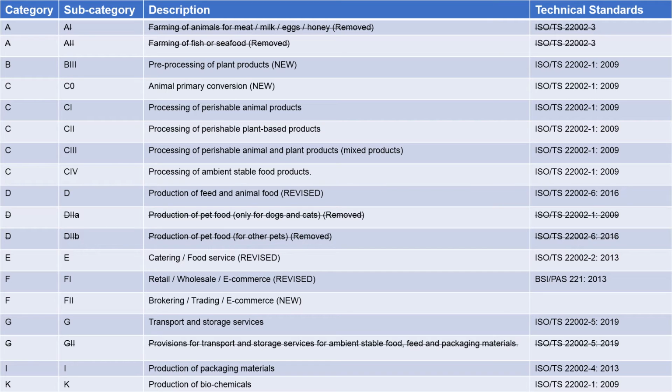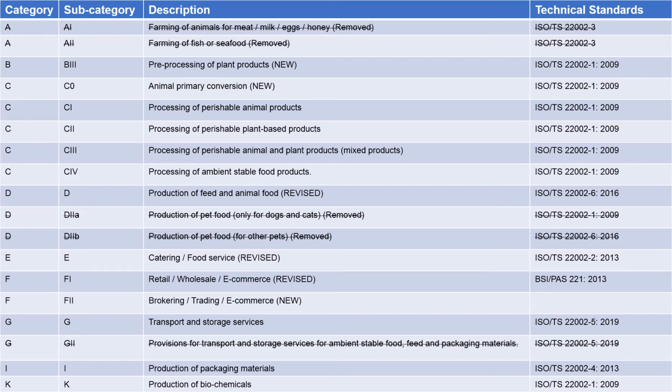And now they can be certified for FSSC 22000 under subcategory F2, and it is the only subcategory that does not require any technical specification. So you can implement it by using the management system standard, which is the ISO 22000 2018, as well as the additional requirements. Then the next category is category G.